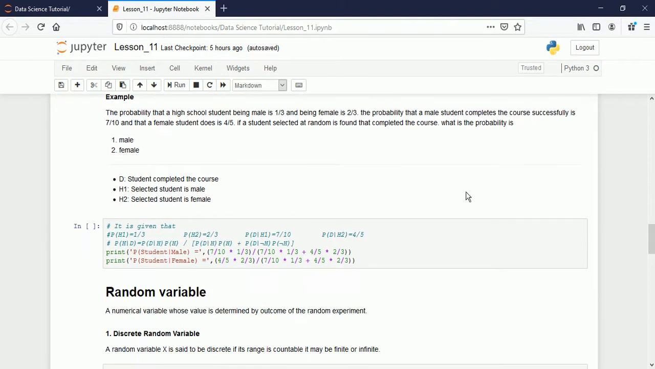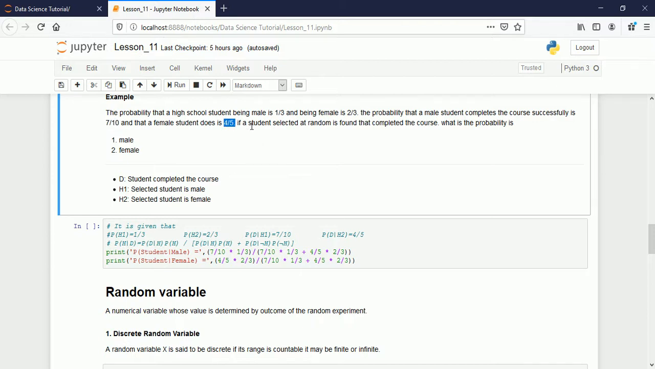So now let's see an example for that. Here, the probability that a high school student is male is how much? 1/3. The probability that the student is male is 1/3, and being female is 2/3. The probability that a male student completes the course successfully is how much? It is given as 7/10, and the probability of a female completing the course is here 4/5.